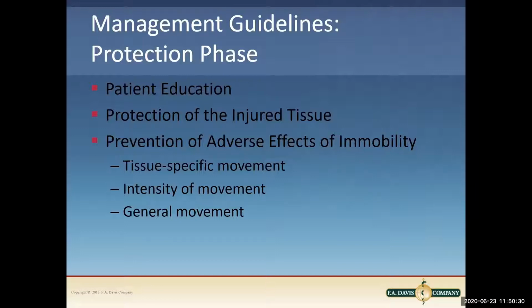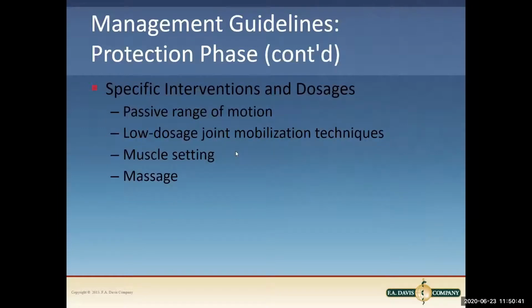Tissue-specific movement: you're going to, again, do passive range of motion as much as possible. Intensity, not a lot of intensity, right? You're going to stay within the range of motion. It's going to be very generalized movement during that acute phase, or protection phase. Low-dose joint mobilizations. We're going to talk about specifics of joint mobilizations, and it might just be good enough to talk about it here.